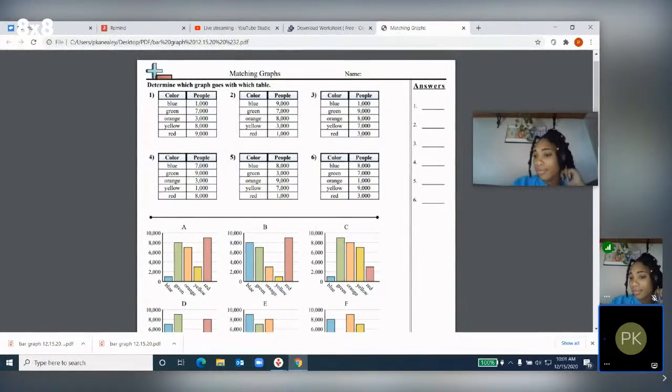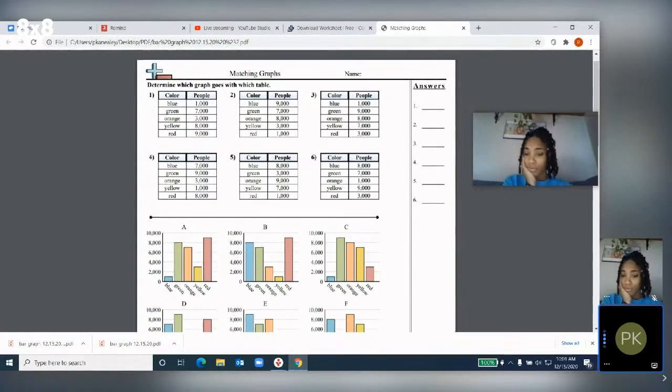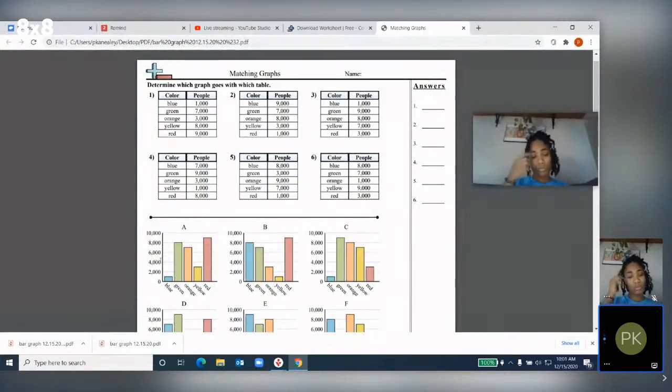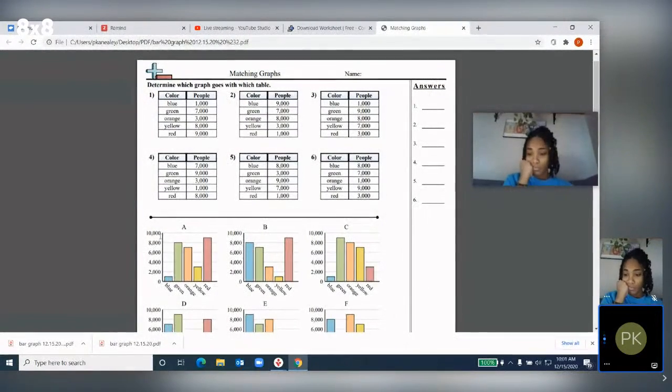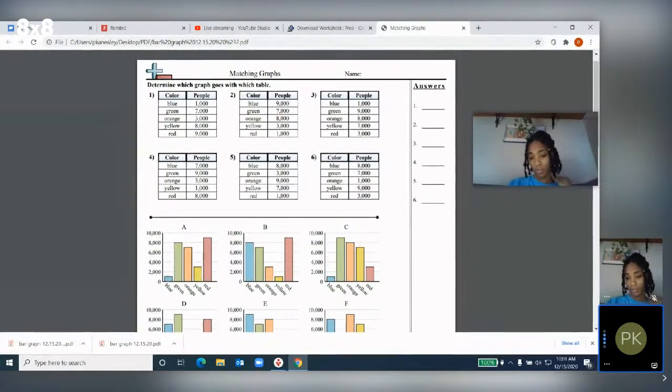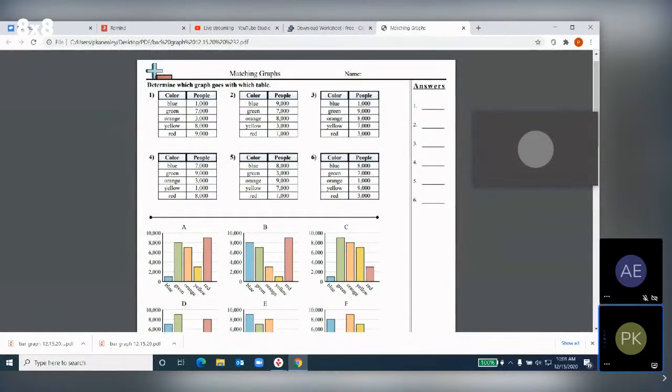So the first one, it says blue's 1,000, green 7,000, orange is 3,000, yellow is 8,000, and red's 9,000. So what I would suggest you do, the first thing we're going to do is look at blue, and we see that there's 1,000 people, and you can see on these graphs, this one has the numbers going up. It starts at 0 and goes up to 10,000. So the first thing we're going to do, blue 1,000, we see graph A, blue's 1,000. So graph A maybe is 1.